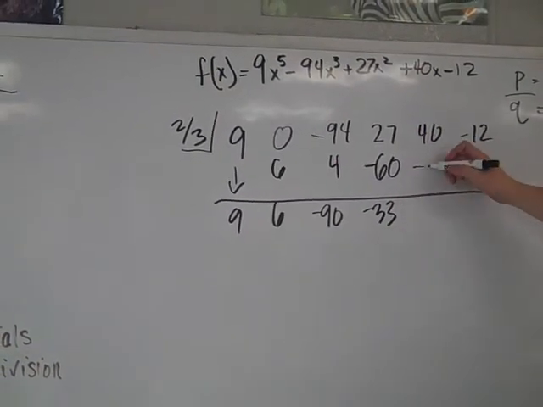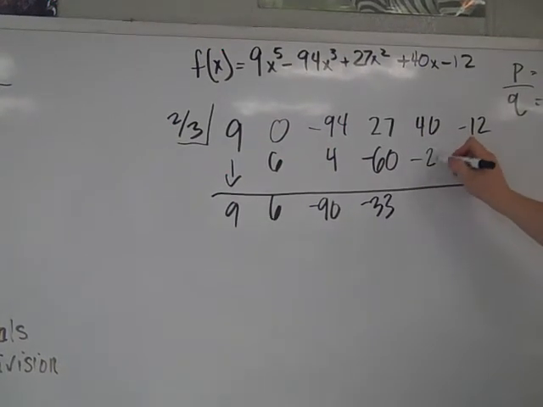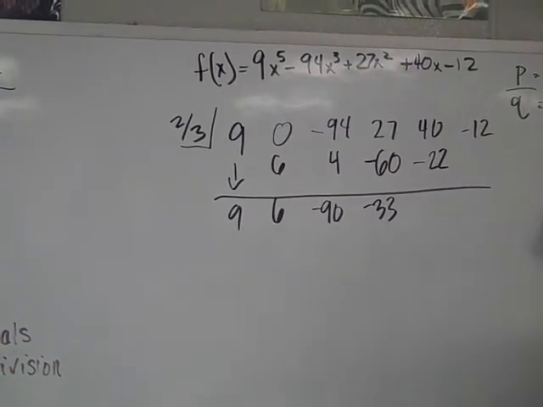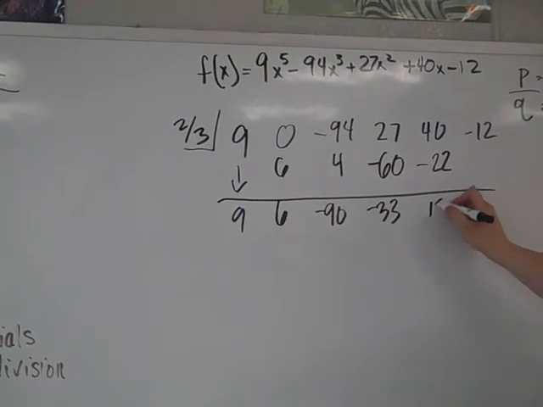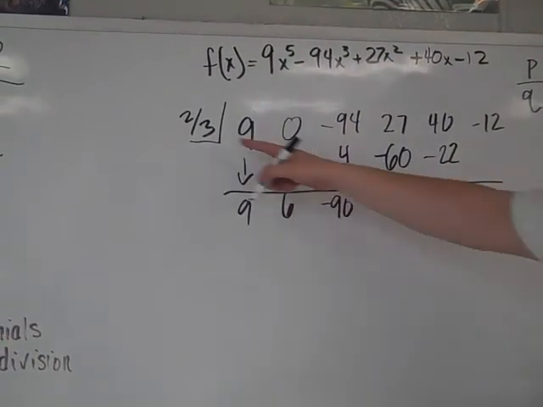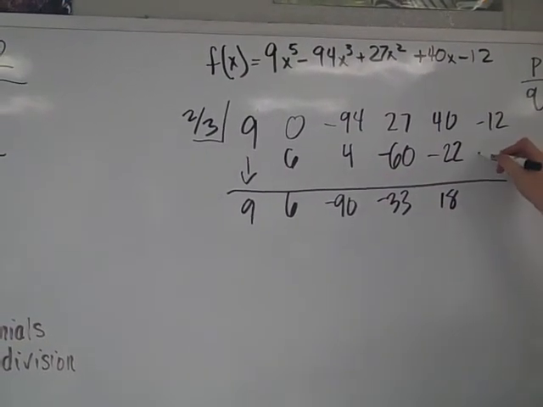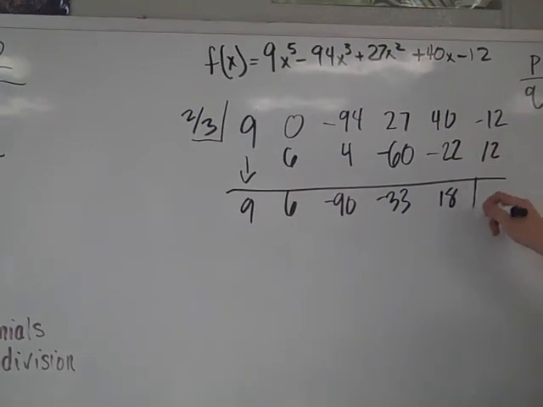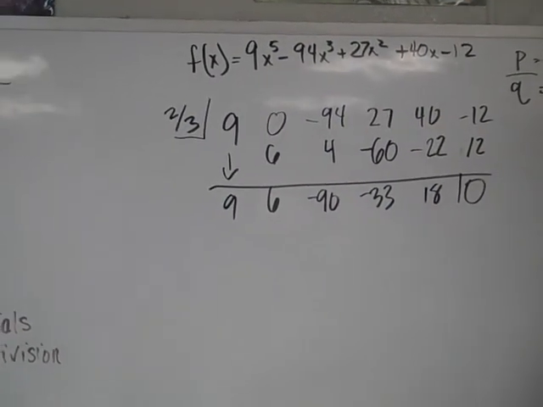I'm going to get negative, is that 22? I think it is. It is. When I add those together, I'm going to get 18. Then when I multiply 2/3 by 18, I'm going to get 12. And I get 2/3 being one of my roots.